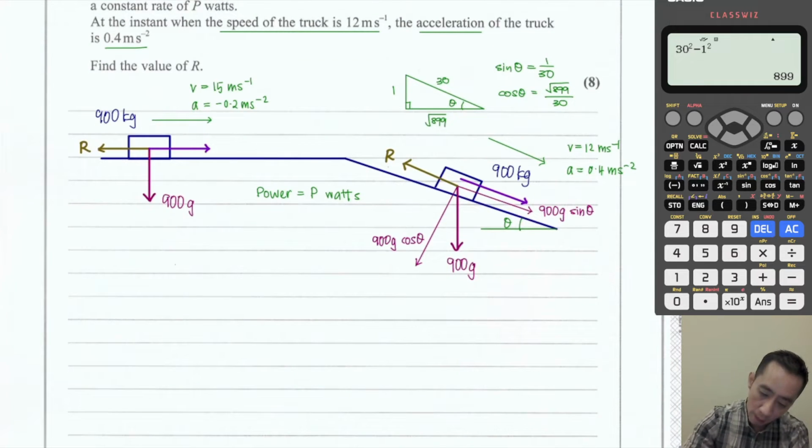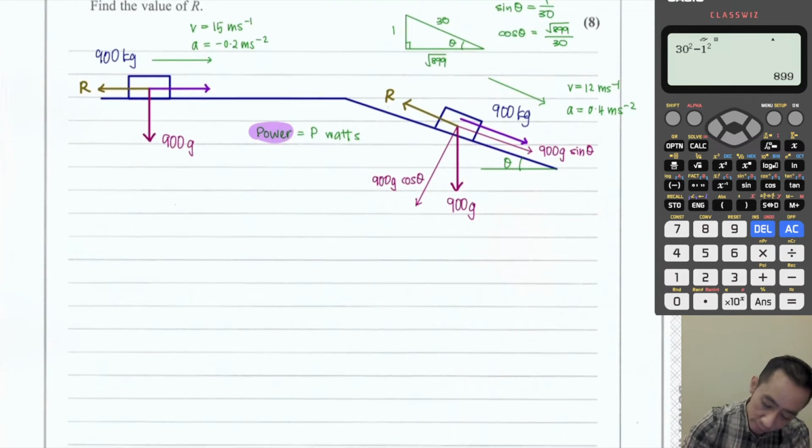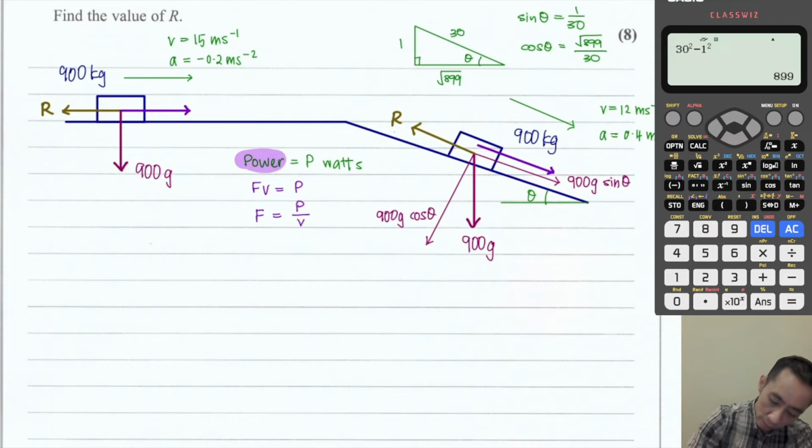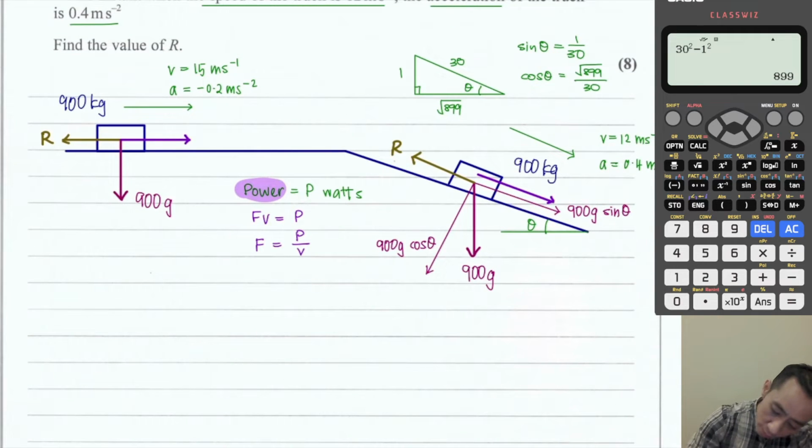Okay, so now for the power, we know that power is F times V, the force multiplied by the speed. So the engine force here is P over V.